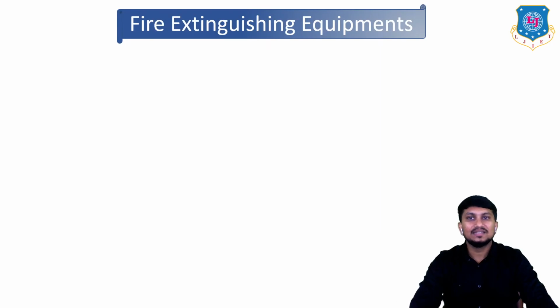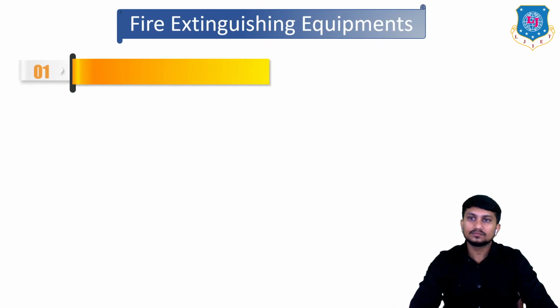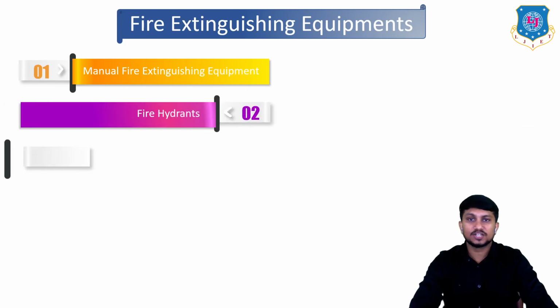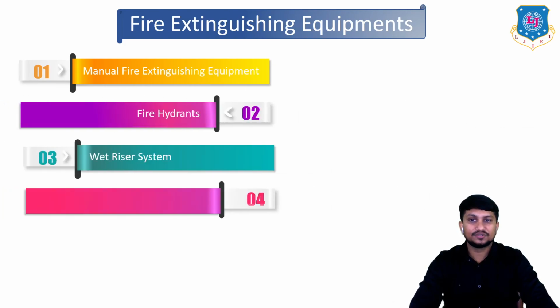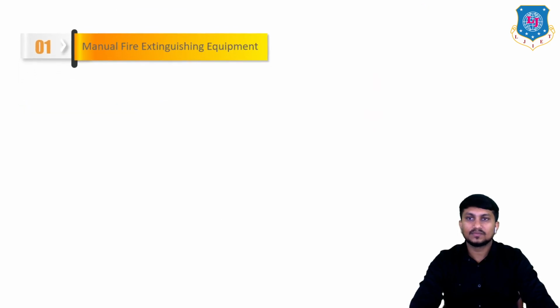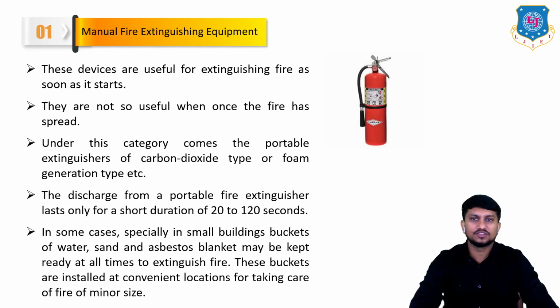Now let's see the fire extinguishing equipments. First is manual fire extinguishing equipment, then fire hydrants, wet riser system, and automatic sprinkler system. These are the four fire extinguishing equipments used nowadays in fire hazards. First is manual fire extinguishing equipment. You can clearly see this equipment in this figure.